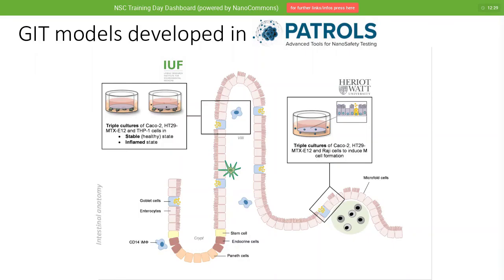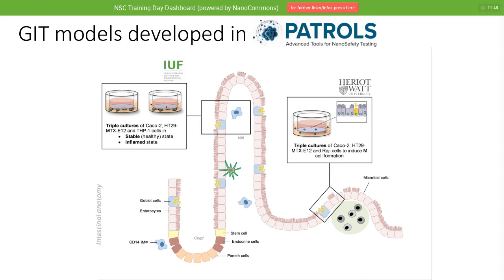So as just mentioned, in PATROLS, we are focused on two different types of models. On the one hand, that is the so-called M-cell model. It is a triple culture setup of Caco-2 cells, the E12 subtype of the HT29-MTX cell line, as well as Raji cells to induce M-cell formation of the Caco-2 cells. Heriot-Watt, as one of the partners in PATROLS, has focused on this type of model, but unfortunately nobody of them could actually make it today. But if you are interested in receiving more information on that, then please let me know and I can give you a contact at Heriot-Watt.